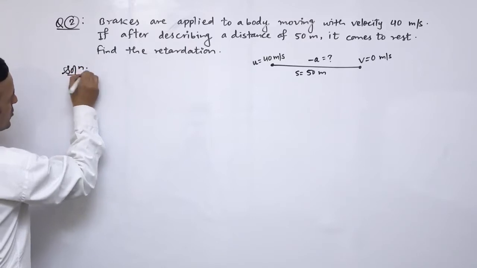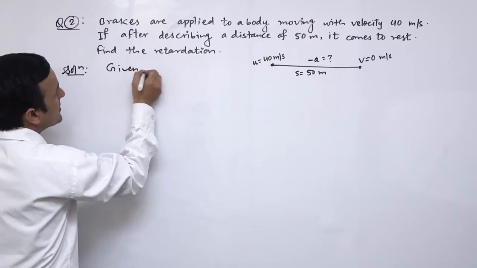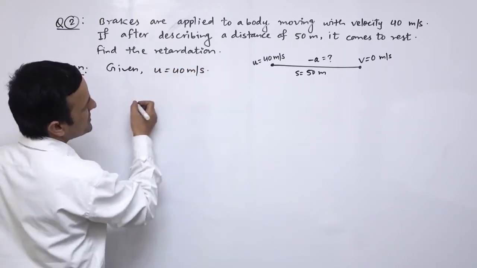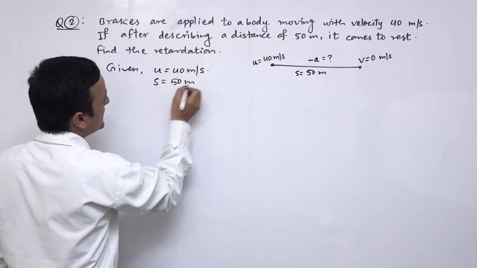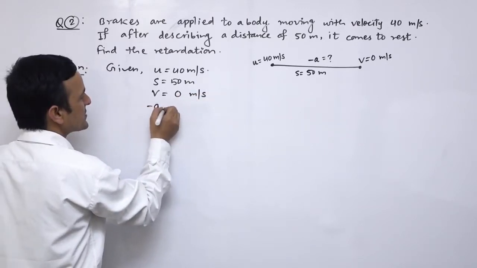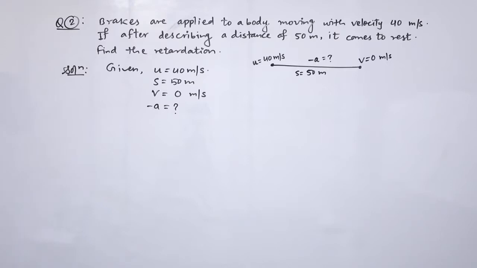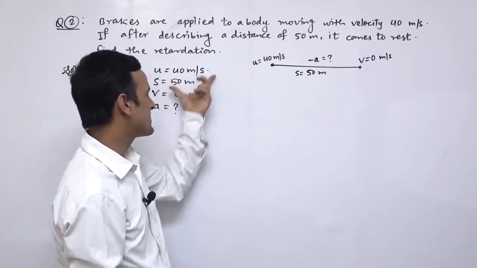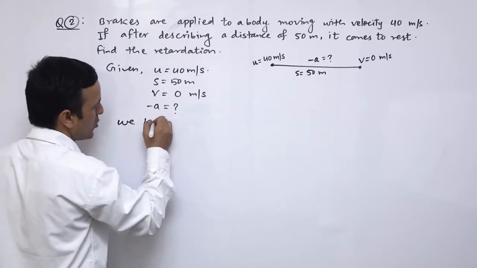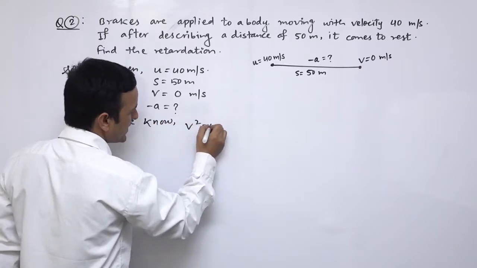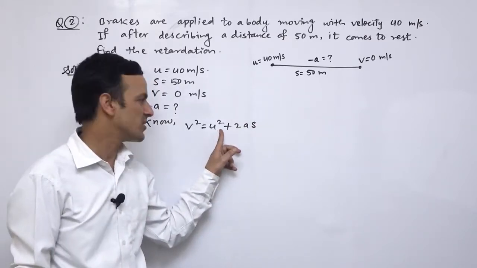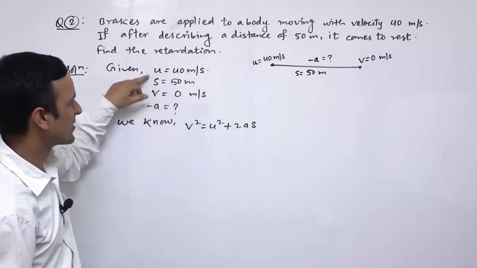So list out over here. So these are given. So initial velocity is 40 meters per second. This is initial velocity. And s is equal to 50 meter and v is equal to 0 meter per second, and find the retardation, means minus a is equal to what. So these are the terminology and these are the information. Provided informations are these. So here we know that v square is equal to u square plus 2as. So this is the equation of motion which can be used for this data.